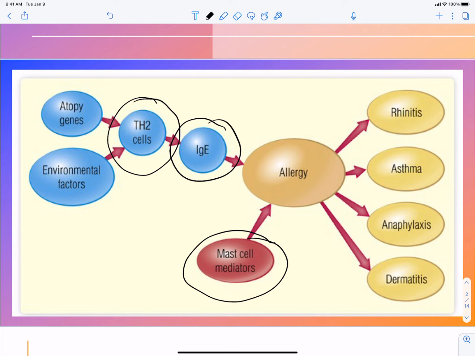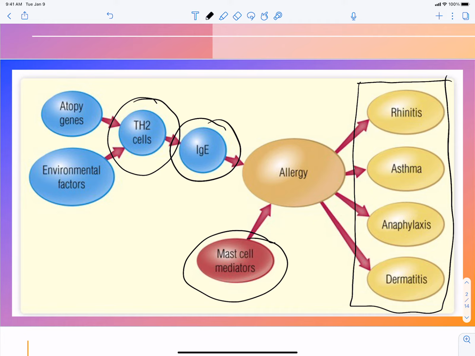So some of the diseases associated with our type 1 are listed here: rhinitis, asthma, anaphylaxis, and dermatitis.